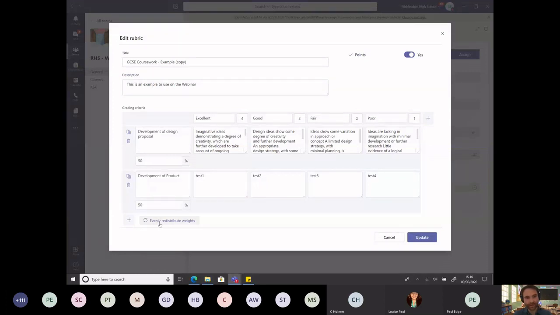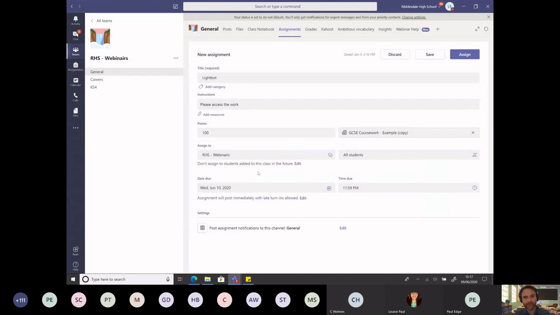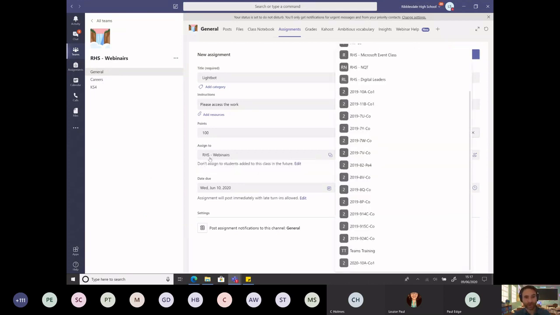Okay, and I can weight those differently, because I know certain sections within different courses have weights distributed slightly differently. So it might be, for example, 40% for their actual design, but 60% for the development. Once that's happy, you can press update. Then we have these separate sections down here, so we can decide where to assign this. For example, we can assign it to the current webinar that I'm in, or every single other team that I'm a part of.